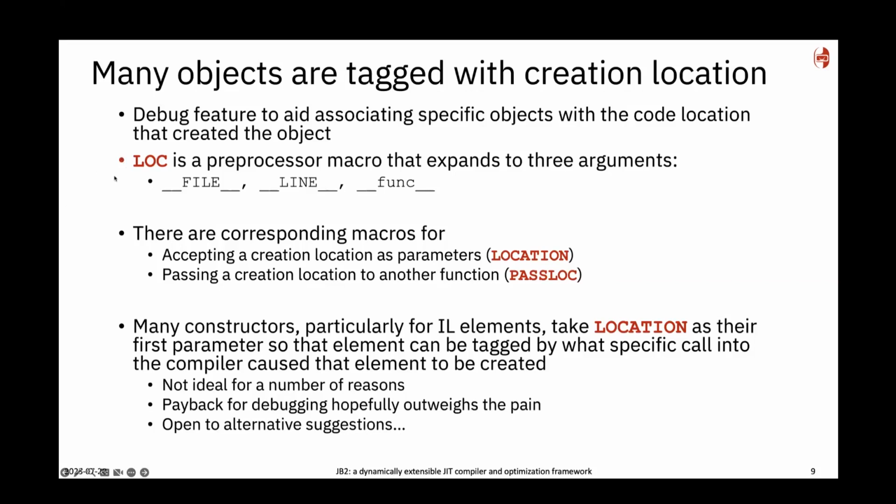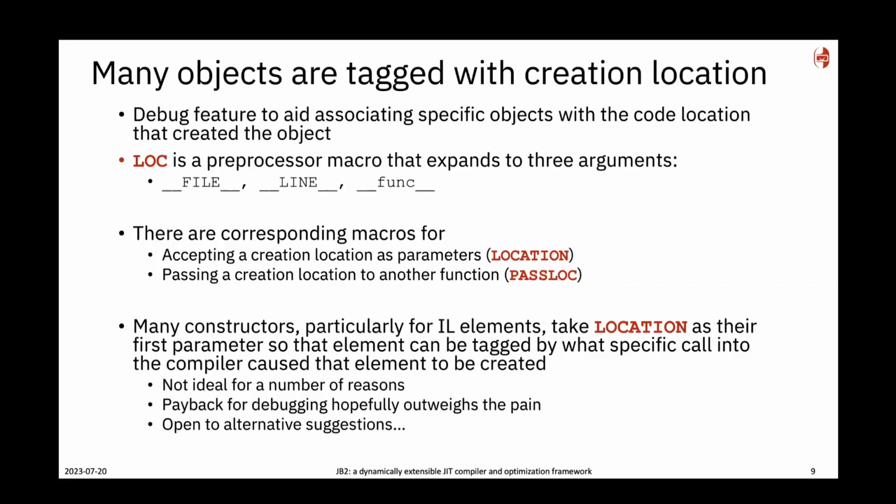So loc is just a preprocessor macro that expands into the usual three arguments that locate where things are: which file you're in, which line number you're at, and which function you're in the middle of. And then there are corresponding macros that allow JitBuilder 2 functions to pass those things around. So you can accept a location as a parameter in a function to force somebody to pass in one of these things. If you're a JitBuilder 2 function that needs to call something that's going to allocate more stuff, you can pass the location through so that it goes all the way out to the code location that's outside of JitBuilder 2, right? So you don't see all of these things being created by JitBuilder 2 itself. You pass through the caller context basically, so you can see where it got created from. And then many of the constructors, especially in the IL elements, take a location as their first parameter, so that it can be tagged by the call into JitBuilder 2 that caused it to get created.